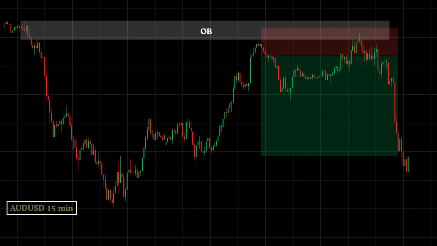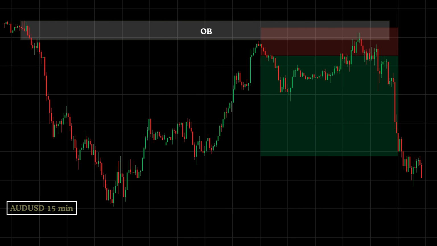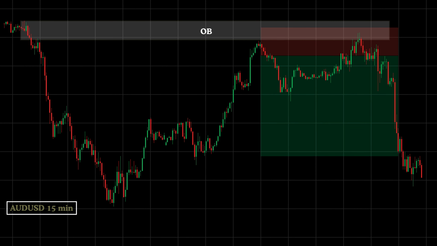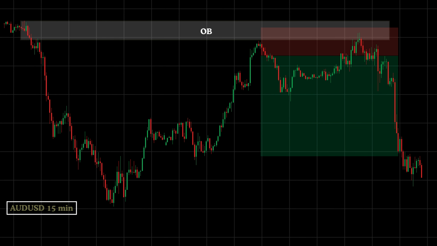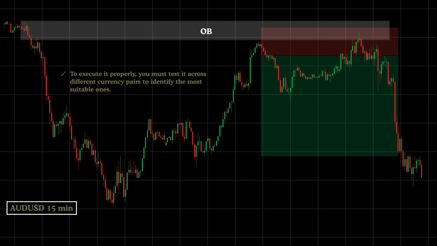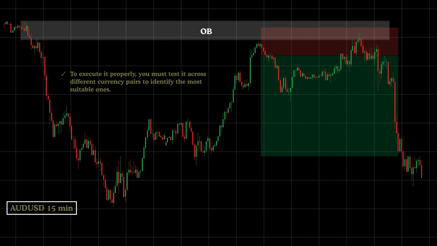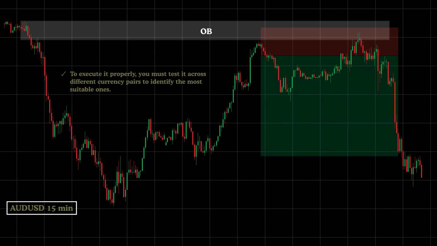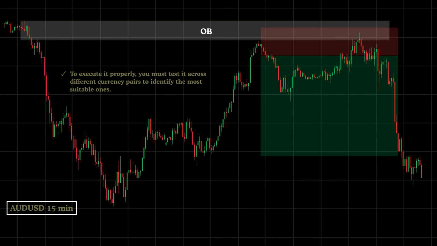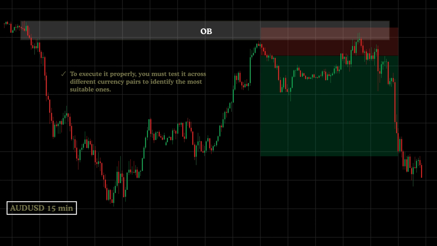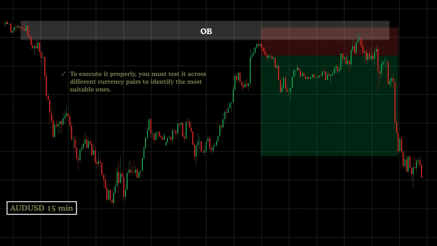Okay guys, I hope you can integrate this strategy into your trading plan. But always remember, simply knowing the method is not enough. To execute it properly, you must test it across different currency pairs to identify the most suitable ones. Also, always maintain a solid risk management plan to stay protected during volatile days.